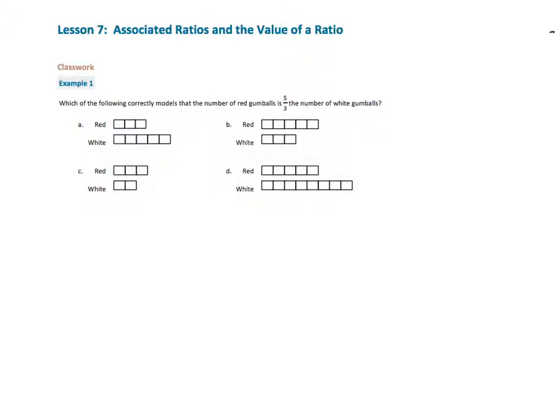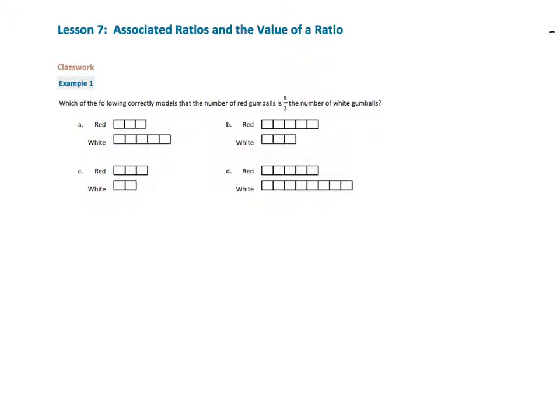Which of the following correctly models the number of red gumballs is 5/3 the number of white gumballs? And then we have 4 different options. For A, there's 3 red squares and 5 white squares. For B, we have 5 red and 3 white, 3 red and 2 white, and 5 red and 8 white. So now we've got to figure out which one represents 5/3. The number of red gumballs is 5/3 the number of white gumballs.